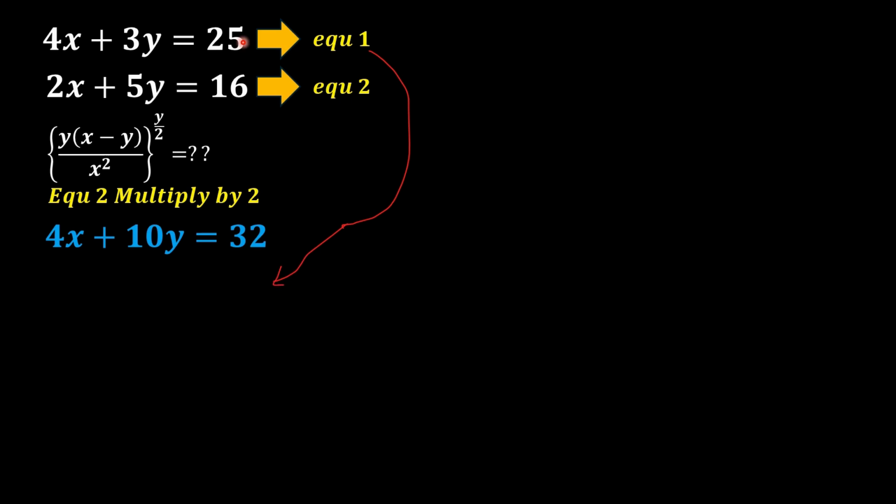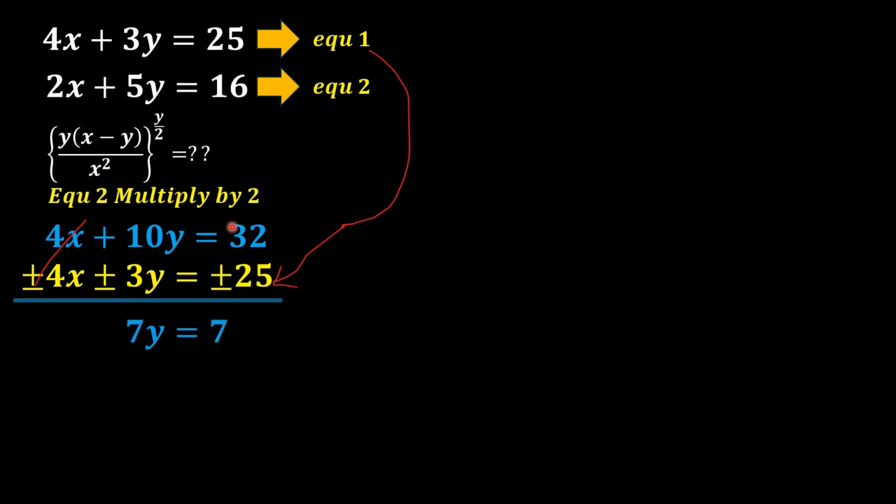from equation number 2 multiplied by 2, or we should subtract this equation from this equation. As a result, this 4x and this 4x will cancel out together, and we should subtract this 3 from 10. As a result, we will get 7y, and when we subtract this 25 from this 32, we will get 7. Now after cancelling both of these values, we get the value of y, which is equal to 1.